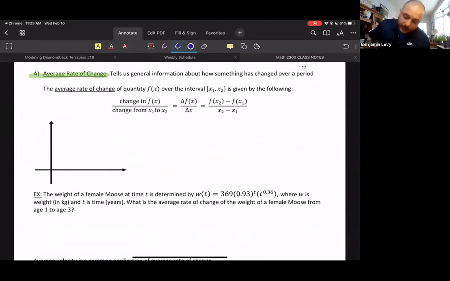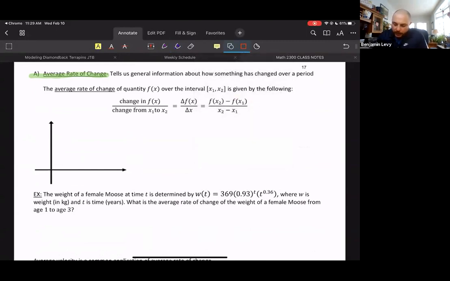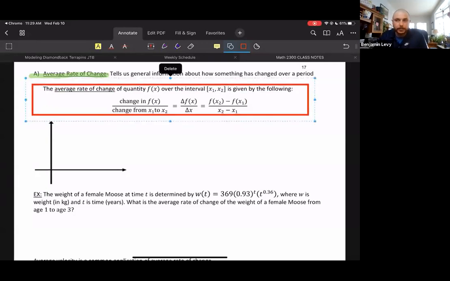So average rate of change, like I said, it's over a period. And so if we want to calculate average rate of change, it's very straightforwardly given by this formula, right? The average rate of change of the function f of x over some interval x1, x2 is given by this, right? So we're thinking about how the function changes divided by how the x values change.